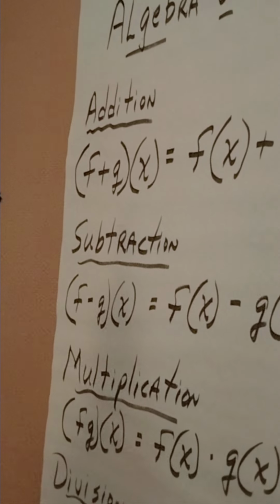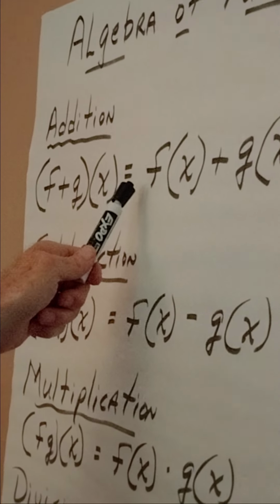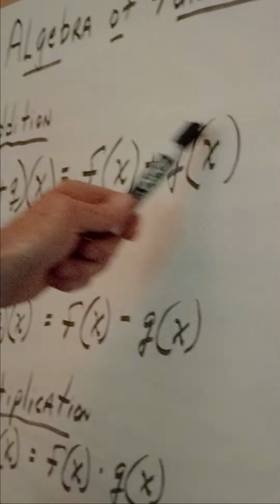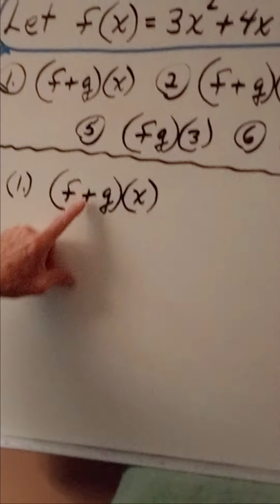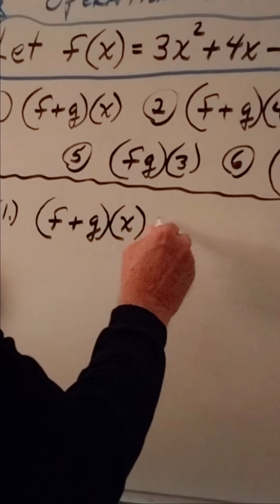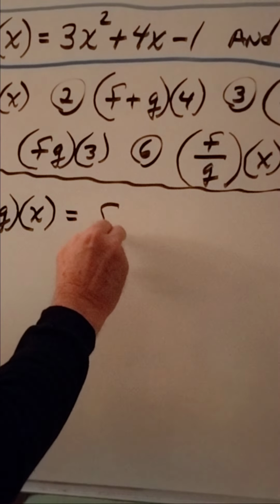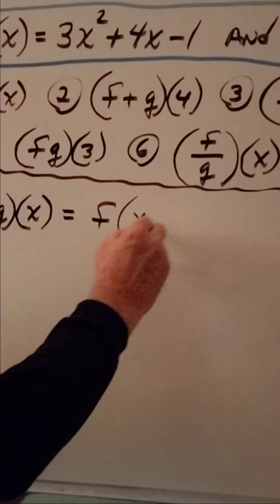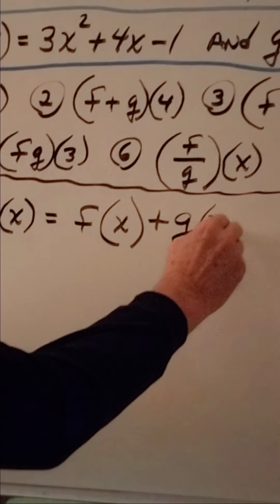Well, the first thing that we're going to do is write an equal sign, and we're going to write out the remaining side of this rule. We're going to write this down. So, the value of f plus g when the domain is x is equal to f of x plus g of x.